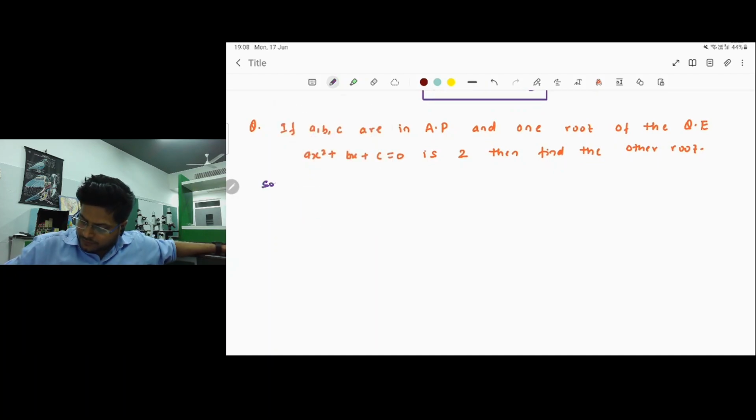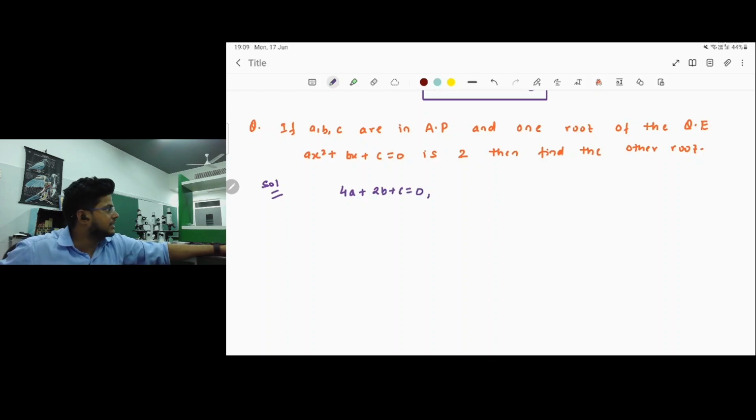So solution. So what is the solution? Solution wise, we know that 2 is a root, isn't it? So what you'll get? 4a plus 2b plus c equals 0. And since a, b, c are in an arithmetic progression, what we can write? We can write 2b equals a plus c, right?